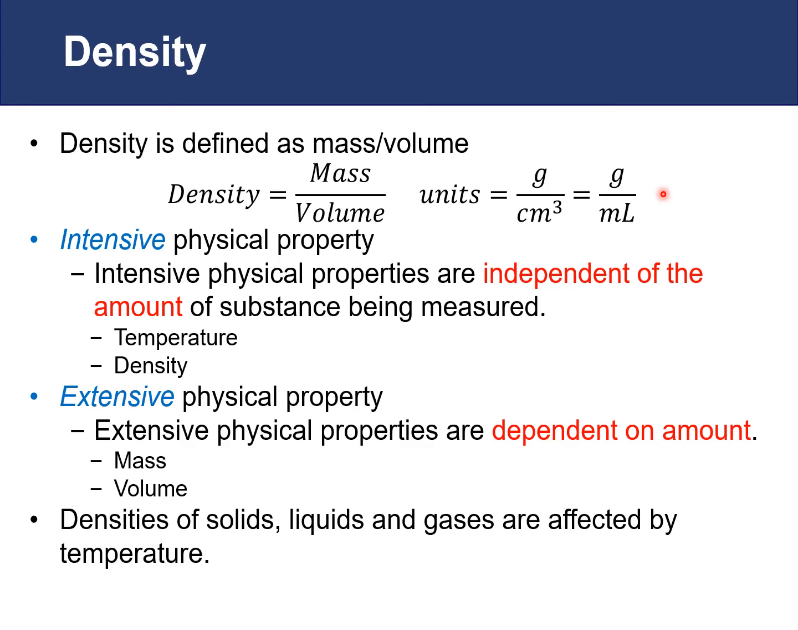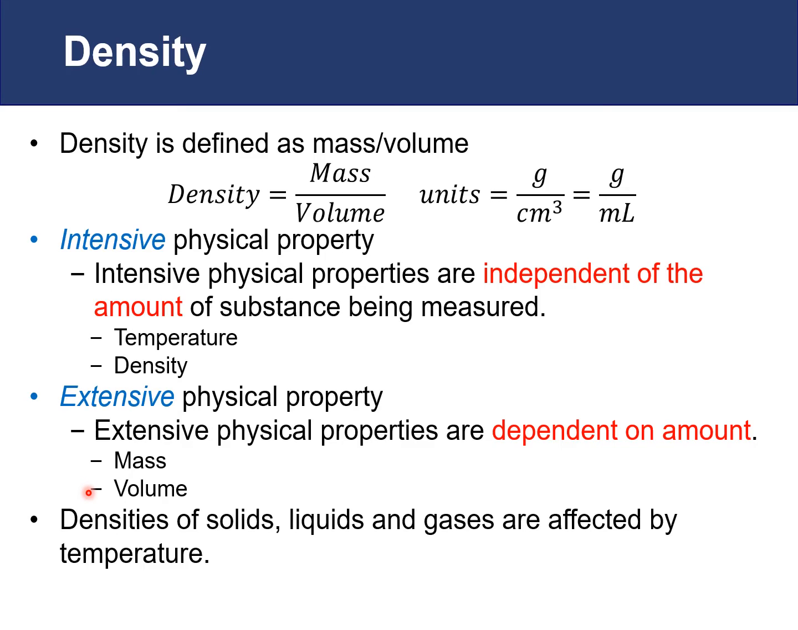There are 2 categories of physical properties. There are intensive physical properties and extensive physical properties. Essentially, the difference between the two is whether or not the particular property depends on how much you have or is independent of how much you have. An intensive physical property is one that is independent of the amount of substance that is being measured. Examples of this are temperature and density. Extensive properties are ones that depend on the amount that you're working with. Examples of this are mass and volume.